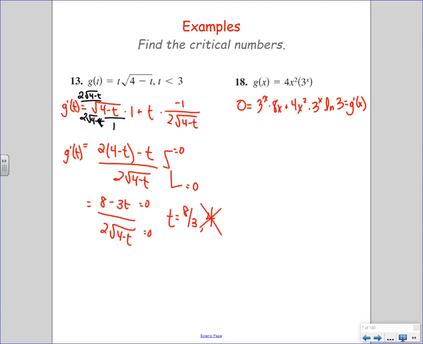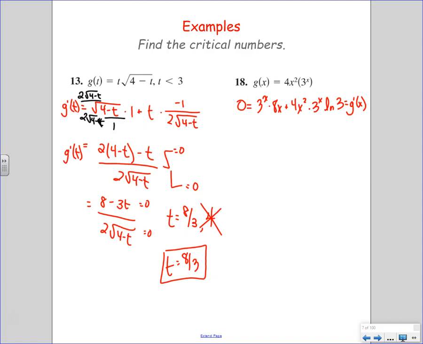So the only critical number in this interval, sometimes you have to think about the interval, if they give it to you, the only critical number is 8/3. And specifically what type? It's a horizontal tangent. Why? Because it came from a 0, not from a DNE.